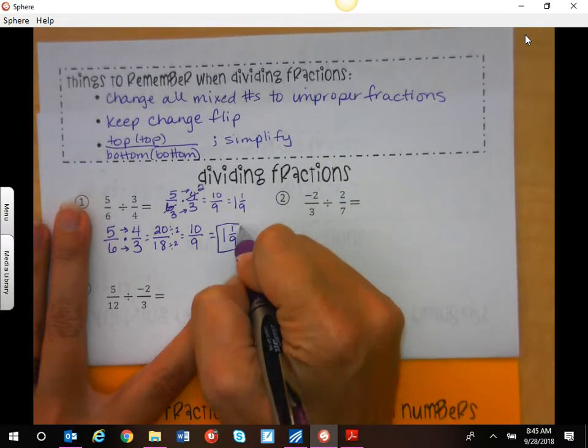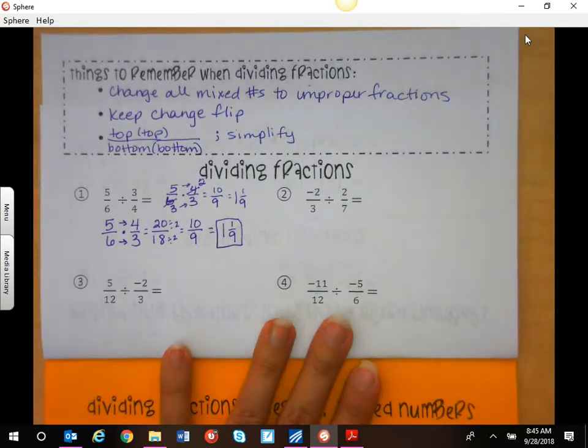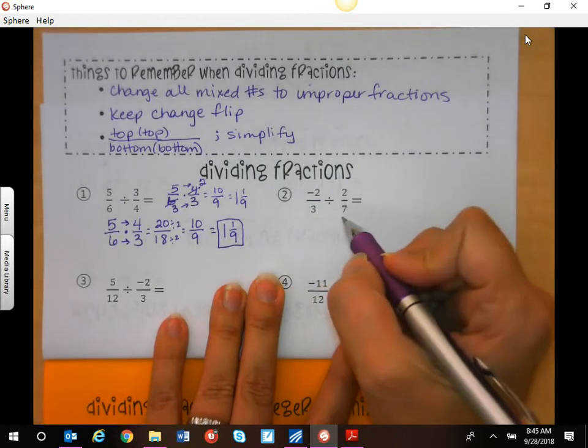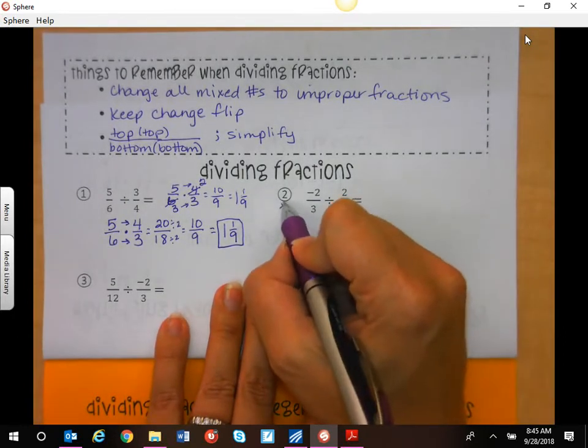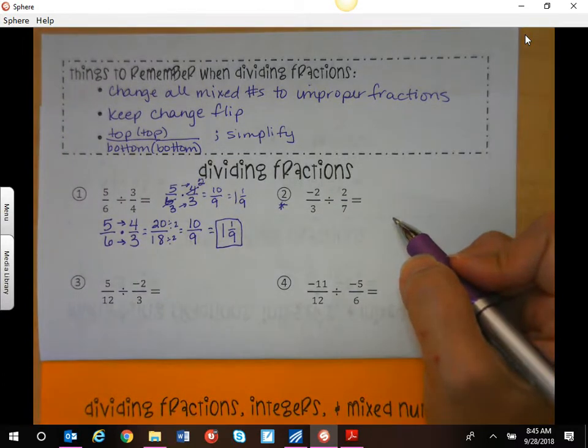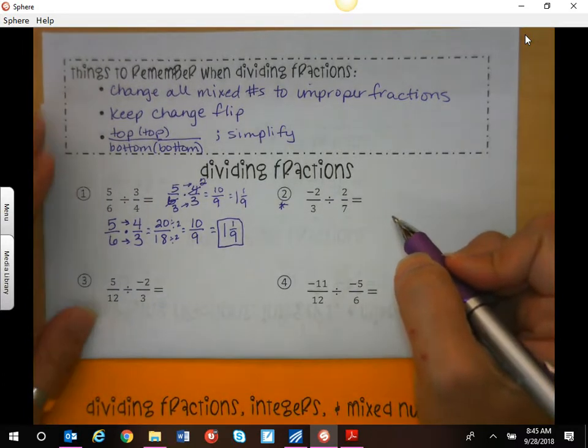If you're not comfortable with cross-reducing, that's okay. You can do it the traditional way. Number 2, I'm going to have you try number 2. I'm going to put this on the form, and I want you to make sure you fill in the answer for that. So we're going to skip here to number 3.